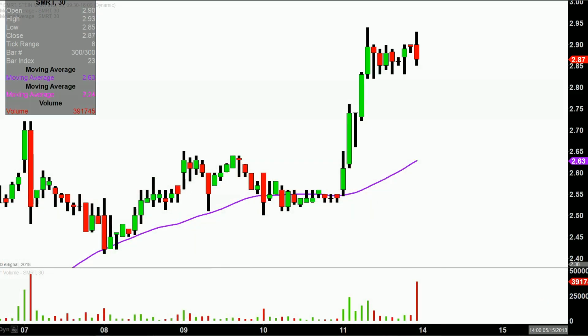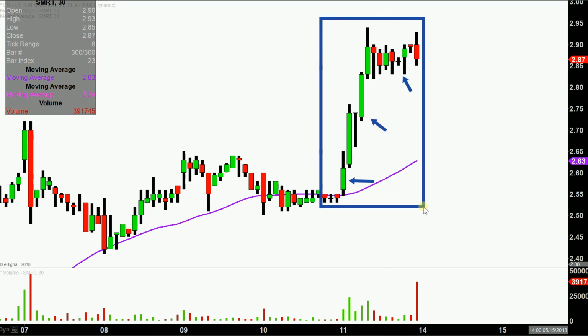Real quick, what do I mean by 30-minute in case maybe you're new to charts? Instead of each one of these candlesticks here representing one day's worth of price action, which is what you would normally see, each one represents 30 minutes. So while this here may look like several days worth of time, it's actually today's price action broken down into 30-minute time slices. I like to use this time frame.